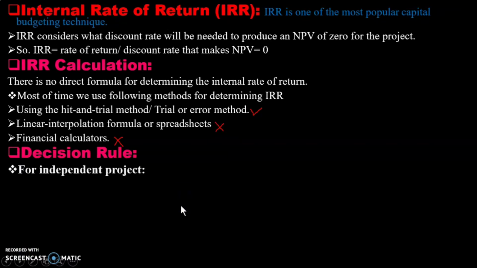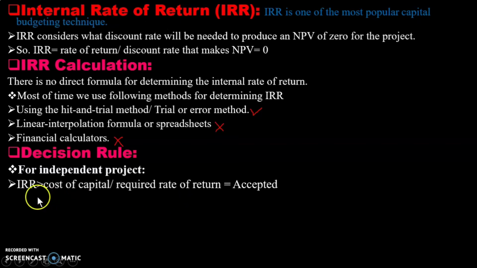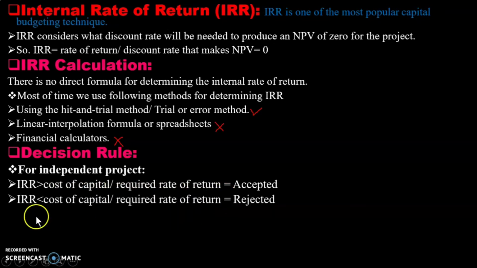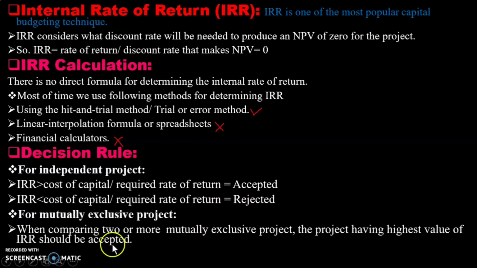Decision rules for independent projects. When IRR is greater than the cost of capital or required rate of return, then we will accept the project. Otherwise, when IRR is less than the cost of capital or required rate of return, then we will reject the project. For mutually exclusive projects, when comparing two or more mutually exclusive projects, the project having the highest value of IRR should be accepted.